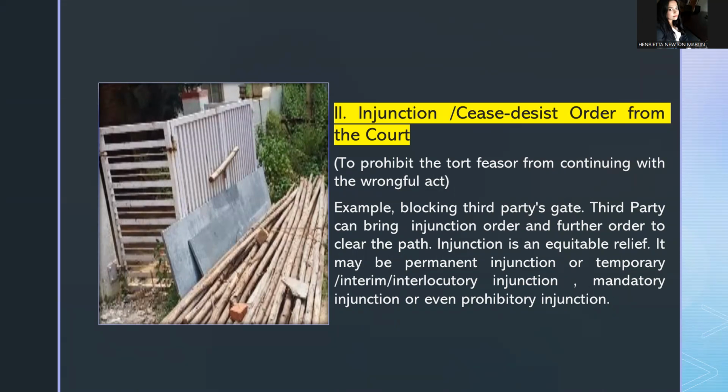interim or interlocutory injunction. Next is mandatory injunction, that is where the law itself gives the right. It mandates such an injunction. And next is prohibitory injunction. By the term, you understand something that prohibits. That means to prohibit a person, the court may issue a cease and desist order or an injunction order.